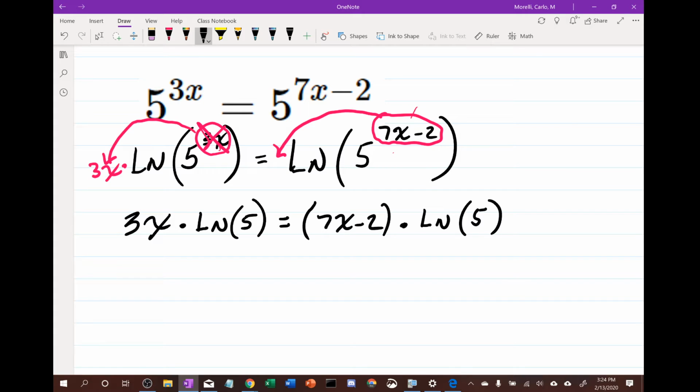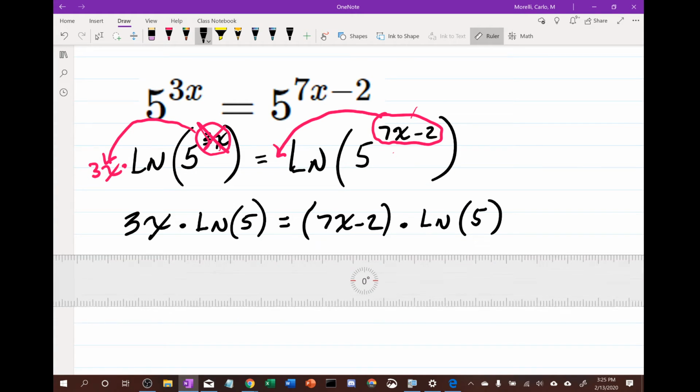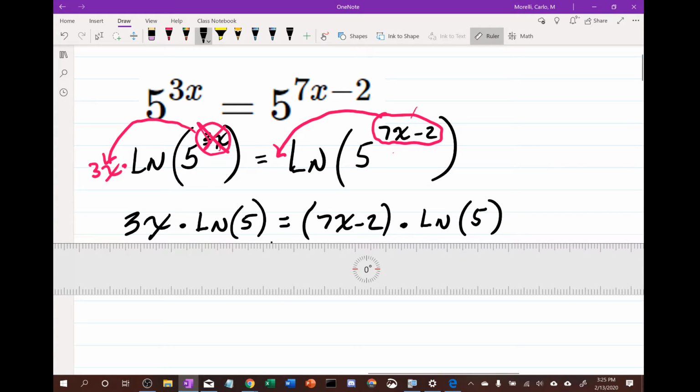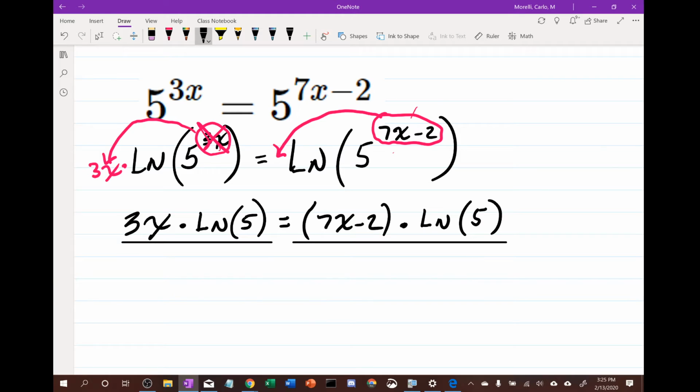Now, wait, we're not done. This is going to become really, really cool in just a second, all right? Right now, it looks scary and complicated. But notice that on both sides of the equation, I have an ln of 5. That means I can cancel it out. So watch this. You divide both sides of the equation by the ln of 5.